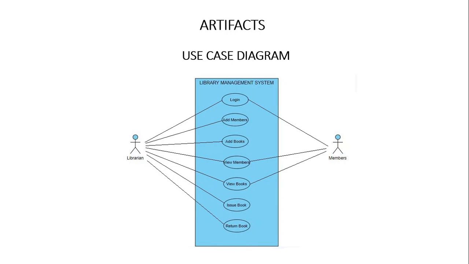Now coming to the artifacts for our library management system. First one is the use case diagram. Here we have two actors, librarian and members. Librarian can log in to the system, add new member, add new book, view list of all members, view list of all books, issue a book if the book is available, and return a book. And member can log in to the system. Members can view a list of members, and view a list of books.